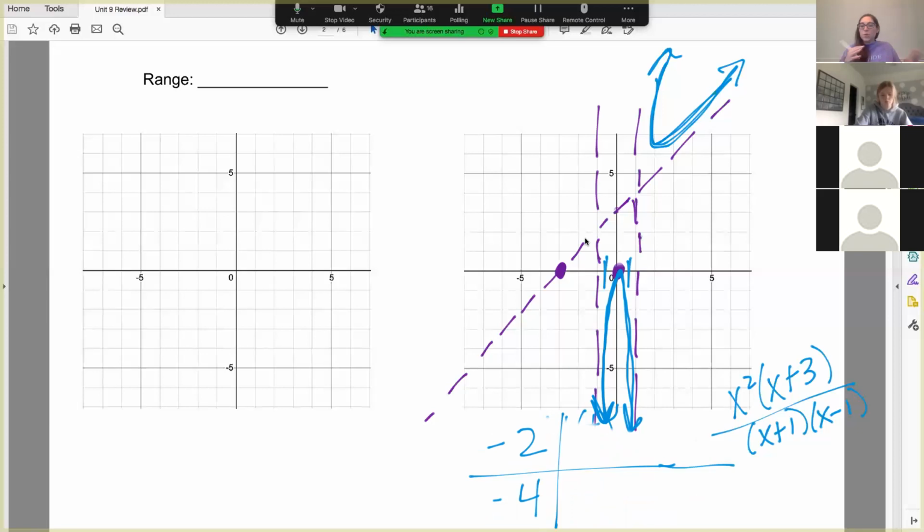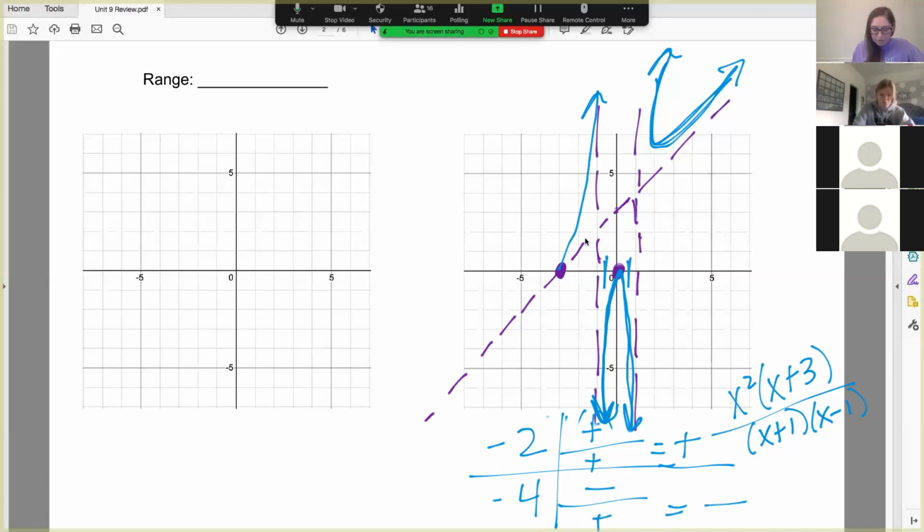And that should tell me what it's doing on the left and the right, because it could be going up and down, could be both going up. I have no idea. So when I plug in -2, I end up getting positive on top and a negative times a negative would be positive on bottom. So I know it's going up and to the right.